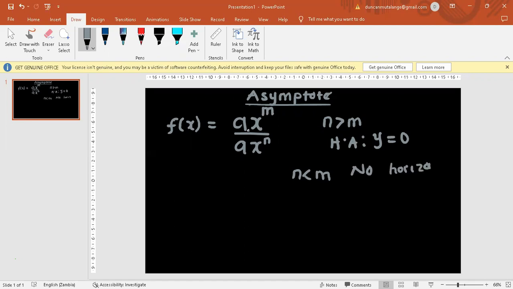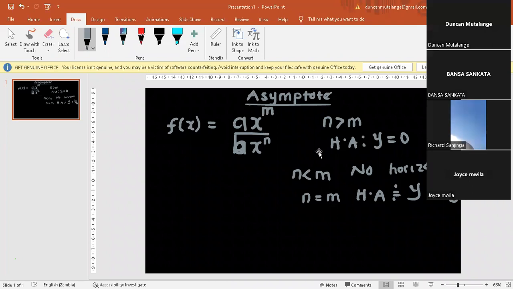Asymptote. Okay, then the last situation is where you have them equal, isn't it? So n is equal to m. When these powers are the same, you find the horizontal asymptote by dividing. So let this be b, okay? So b x to the power n. Then you divide: the horizontal asymptote y will be equal to the coefficients a divided by b. Okay, so let us do a practical example.